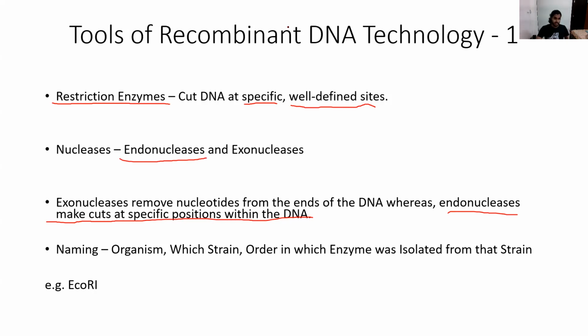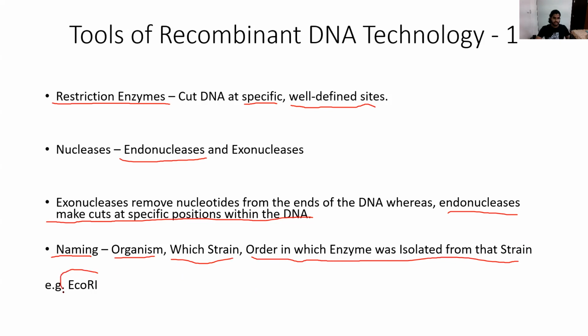Now, how do you name them? This is important for your NEET exam, because they could ask questions based on the nomenclature of restriction enzymes. The order is very simple. What is the organism from which it is isolated? Which strain of that organism? And suppose there was more than one enzyme isolated from that strain, which was it, the first or the second or the third? That is essentially how you name a restriction endonuclease.